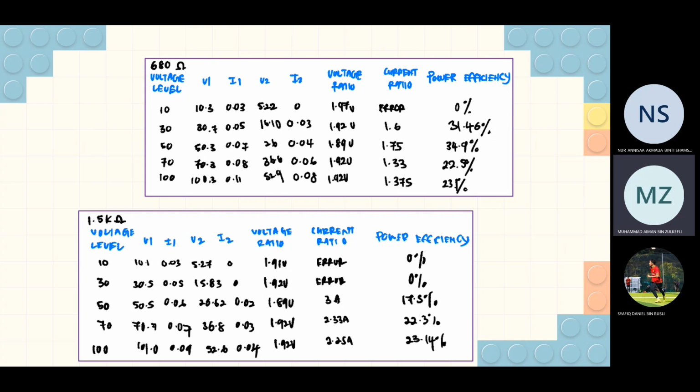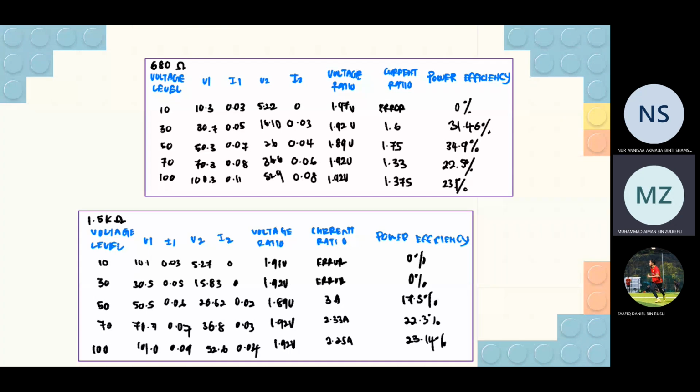For the next load, which is 680 ohm, voltage level 10, V1 we get 10.3, I1 0.03, V2 5.22, I2 0. So the voltage ratio we get 1.97, and the current ratio for this voltage level, which is 10, we get an error because of the losses when the transformer is working. So the power efficiency we get is 0 because of the error from the losses.